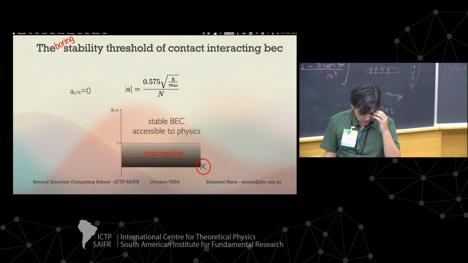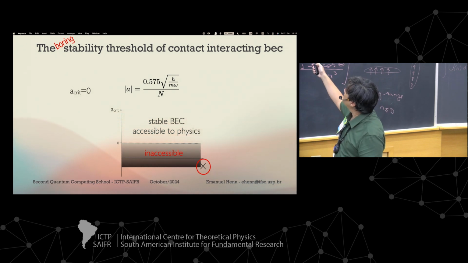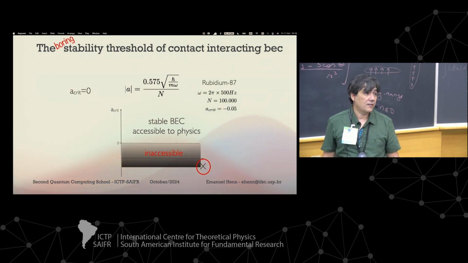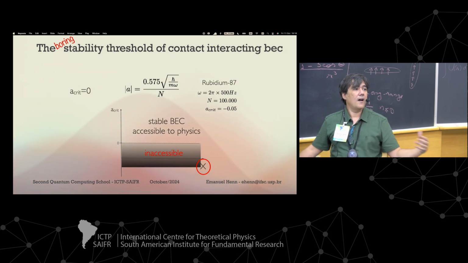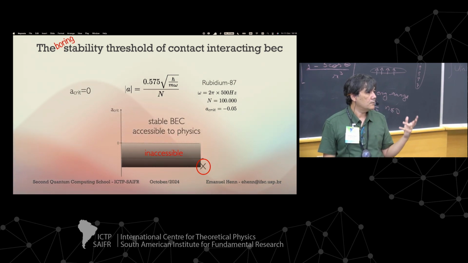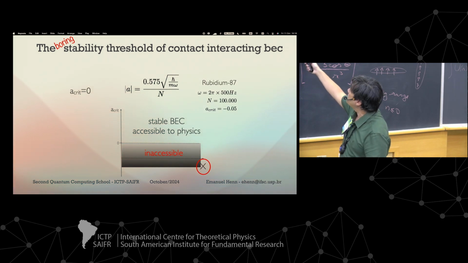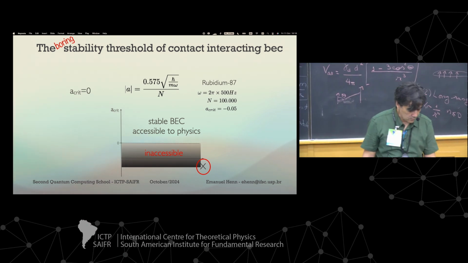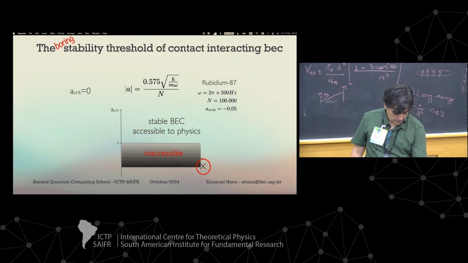Actually, it's not 100% true that this is zero. It depends a bit on the trap and the number of atoms. But if you plug in typical numbers, it's like this. So you can be negative, but you can be almost nothing negative. So for all practical reasons, if you cross from repulsive to attractive interactions, this thing explodes. Okay, good. When you have dipole-dipole interactions, things are different.